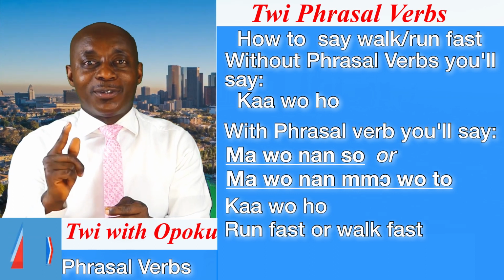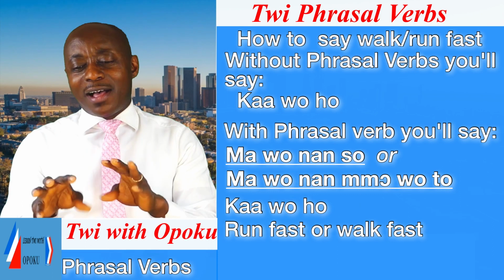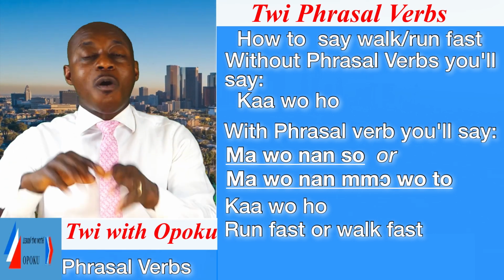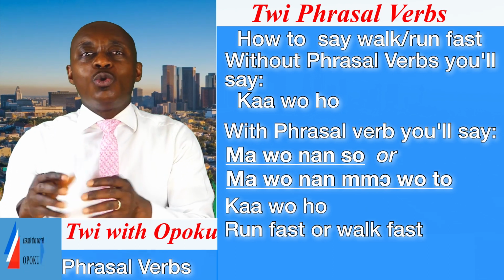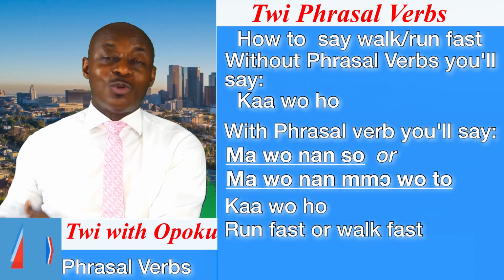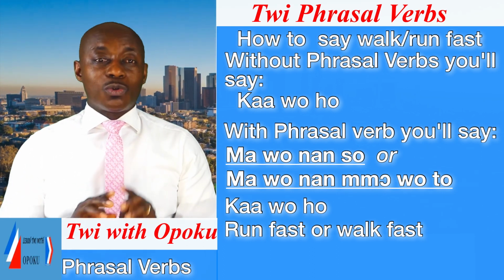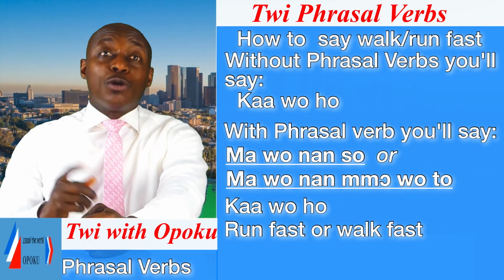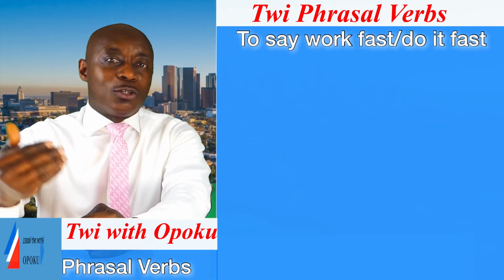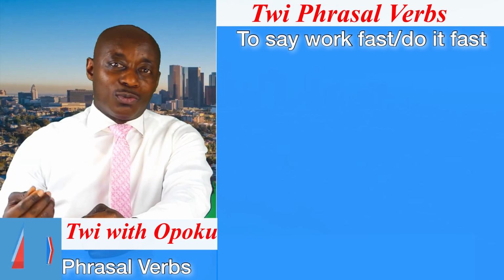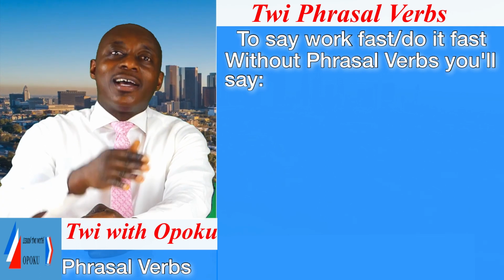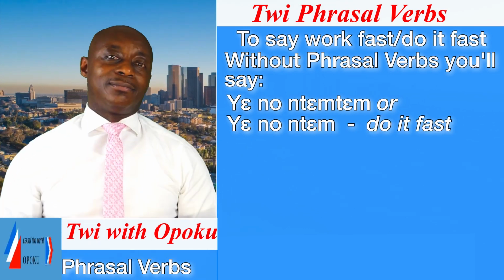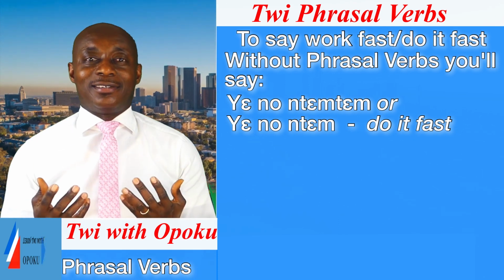Mawanai moto or mawananso. However, these two phrasal verbs can only be used when you want someone to run fast or walk fast. But in case you are doing any other activity, you are not running or you are not walking, but say you are eating or you are writing something and I want you to do it fast, I will not say mawananso and I will not say mawanai moto or ka. I would rather say yenontentem or yenontem. Do it fast.